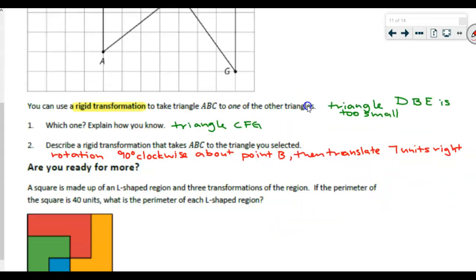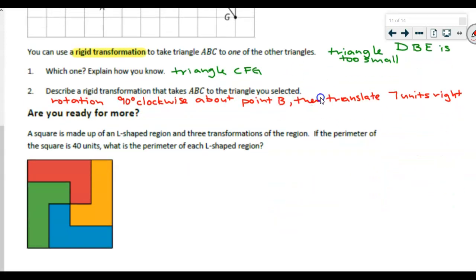This "Are you ready for more?" is a really great exercise. I will leave that to you to work on your own. Pause the video, give yourself a chance to work on it. Pause the video if you haven't done so already, because the answer is coming up. The perimeter of each L-shaped region is 25 units.